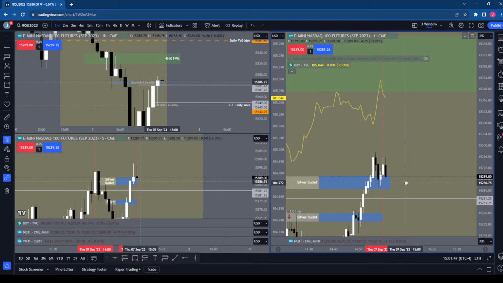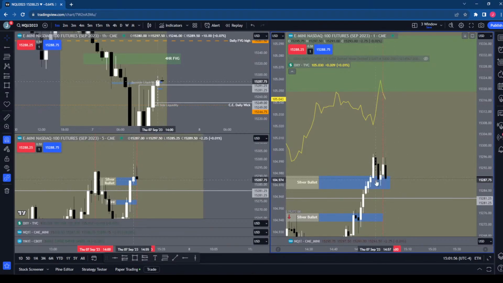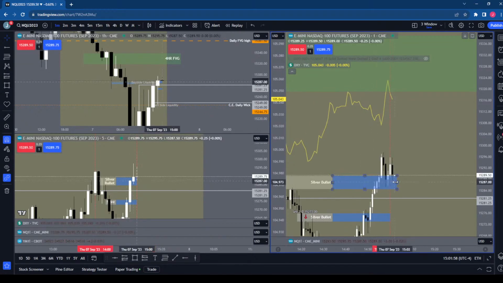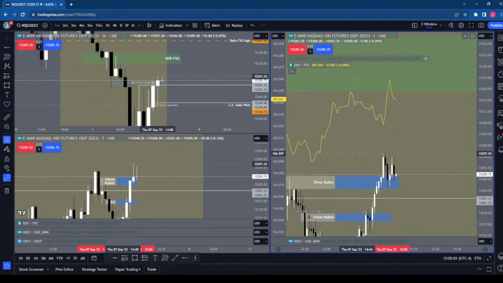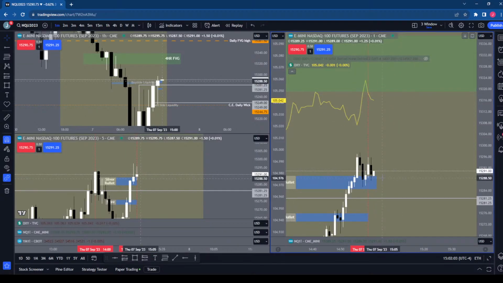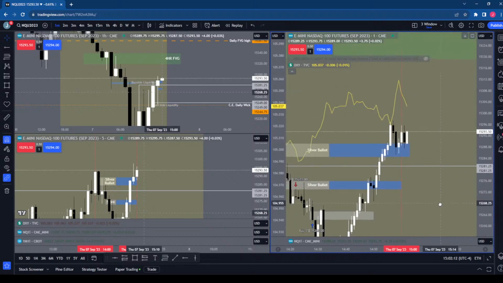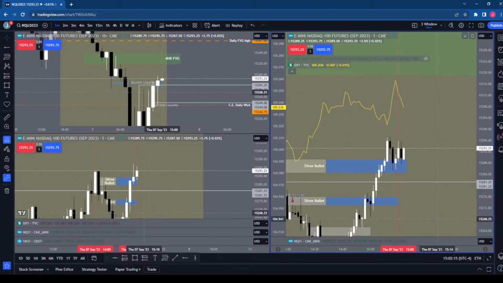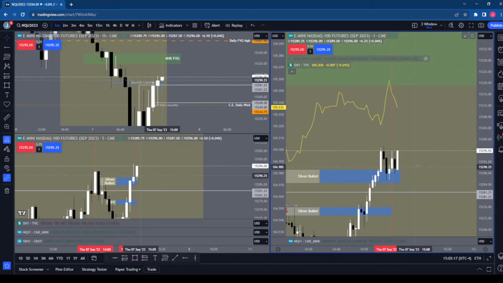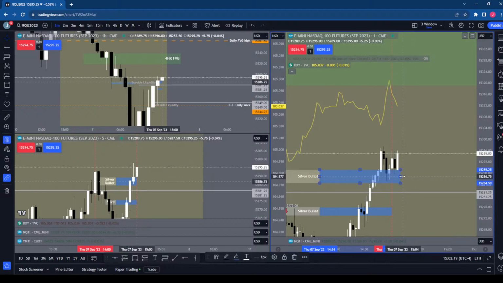But I say that because I want that much confirmation to make sure we're on side. Because right now, while we are respecting this mean threshold, this inversion fair value gap, I don't think there's enough confirmation for me to go long yet. Just because I also already took my trade for the day. If you guys know, my rules allow 3 trades.